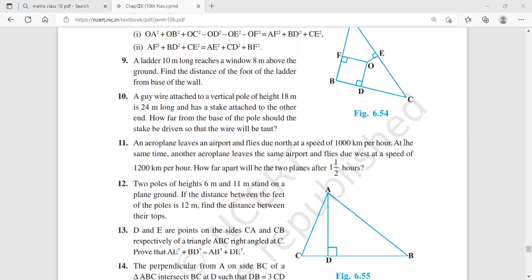There is a ladder 10-meter long, reaches a window 8 meter above the ground. Find the distance of the foot of the ladder from the base of the wall. Okay. So let's solve this.